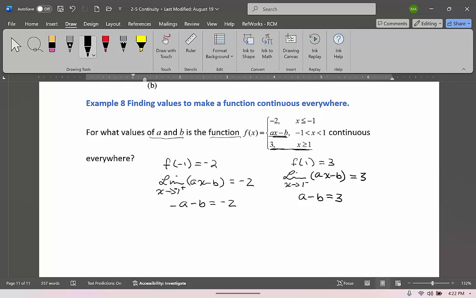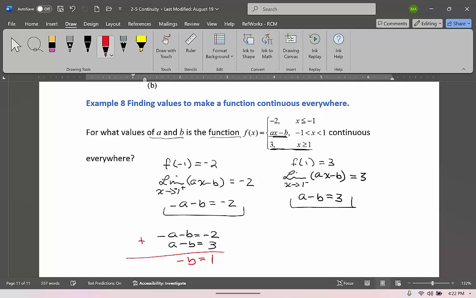All right, so now we basically just have two equations and two unknowns. I have -a minus b equals -2, and then I have a minus b is equal to 3. If I simply add these two equations together, I'm going to get -2b is equal to 1... or in other words, b is equal to -1. And then if b is equal to -1, then a is going to have to equal 2, because we can plug it in here. a minus -1 is equal to 3. So that gives us that a is equal to 2.